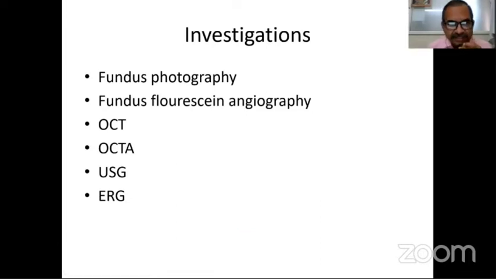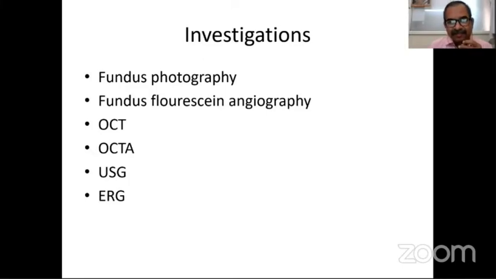And next comes the investigations part. See, I'll tell you one thing. Whenever you discuss the management, one is the investigations, another one is the treatment part. In the investigation part, whatever I mentioned is only the ophthalmic investigations. Apart from the ophthalmic investigations, you have to write some systemic investigations also, like lipid profile, random blood sugar, HbA1c, and other blood investigations which you normally do.